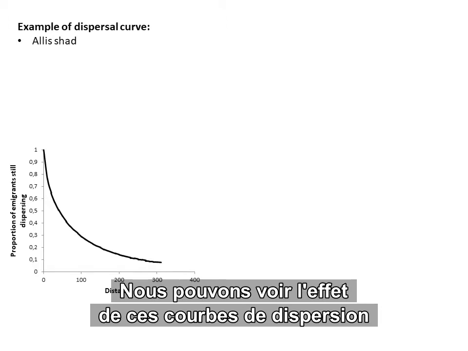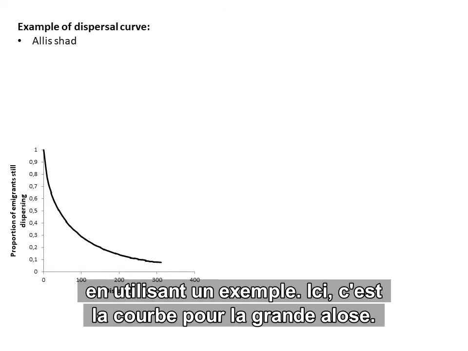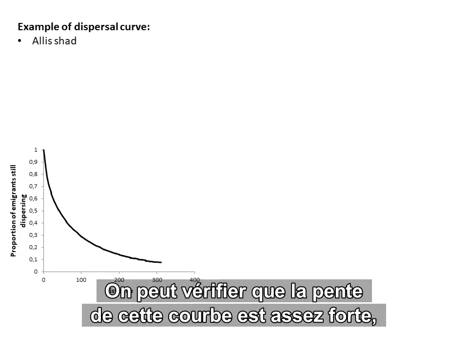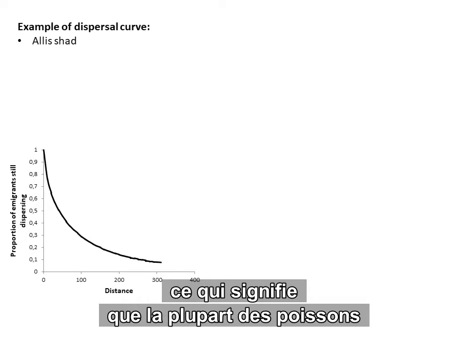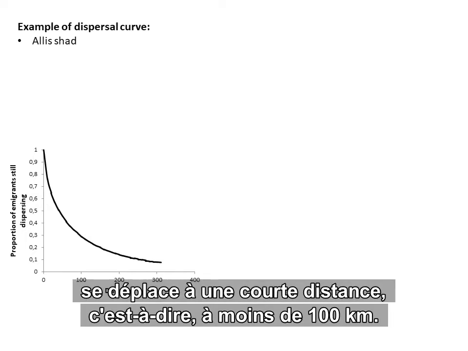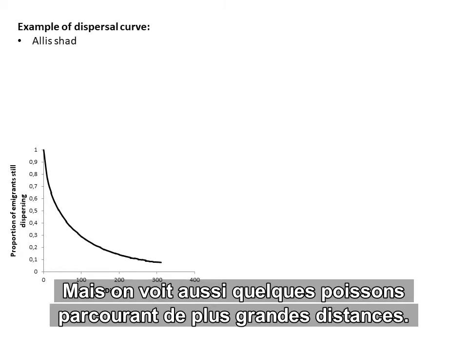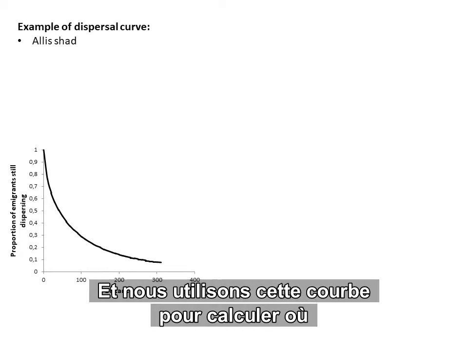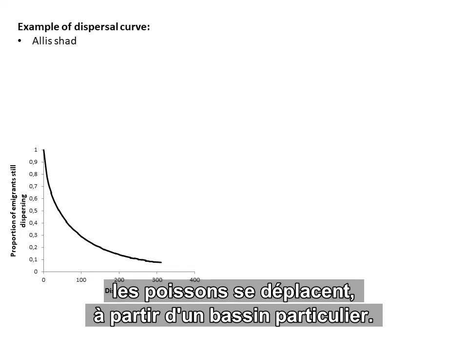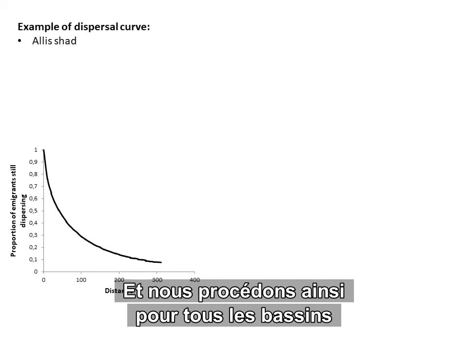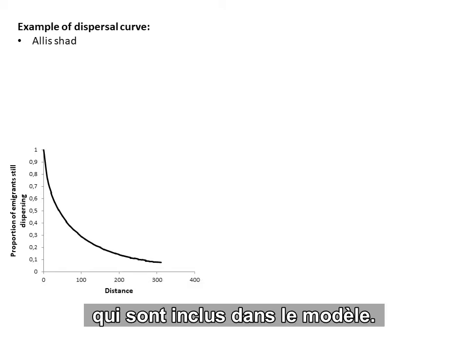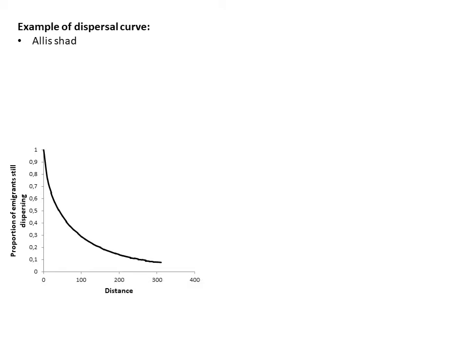So we can see these dispersal curves in action using an example. So here's the curve for Alice shad. And we can see that the slope of this curve is actually kind of steep. So this means that most of the fish are moving a relatively short distance, so less than 100 kilometers. But we do still see some fish that are moving a longer distance. And so we use this curve to calculate where fish are moving from a particular catchment. And we're doing this for all of the catchments that are included in the model.